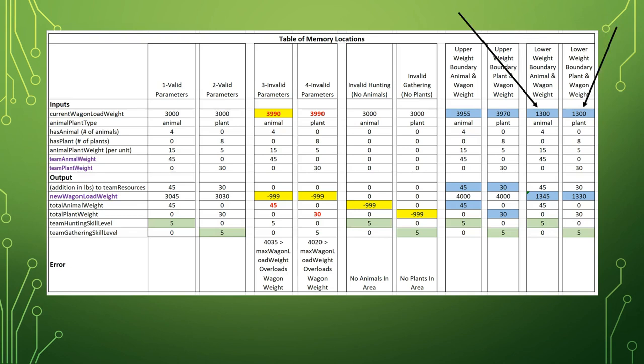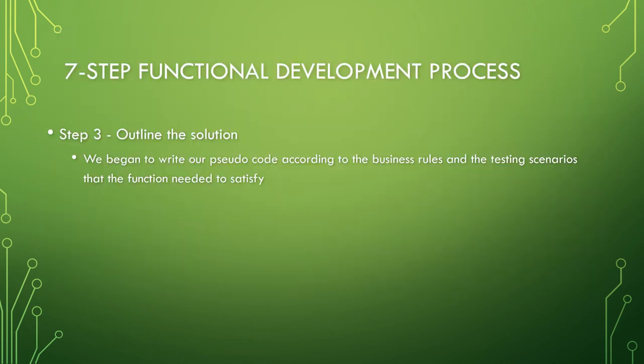The lower boundary wagon weight scenario takes a nominal wagon weight and adds hunted animals and gathered plants. We started with the wagon weight of 1,300 pounds. We added the same 45 pounds of animals to the wagon, which brought the total wagon load weight far below the allowed maximum of 4,000 pounds. We also added the same 30 pounds of plants to the wagon, which again brought the total wagon load weight far below the allowed maximum of 4,000 pounds.